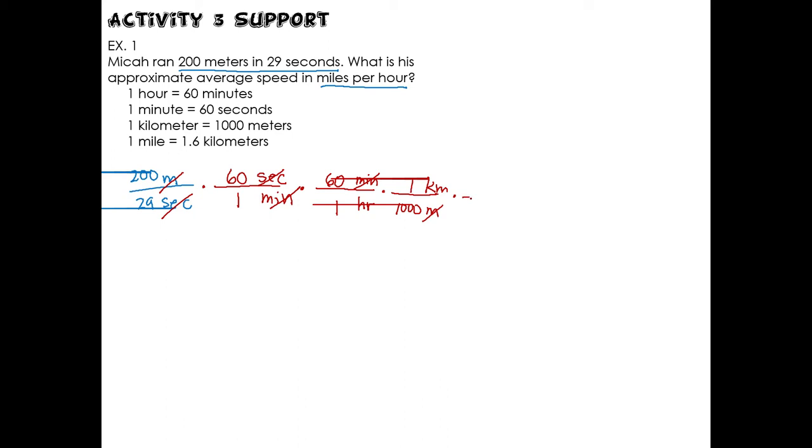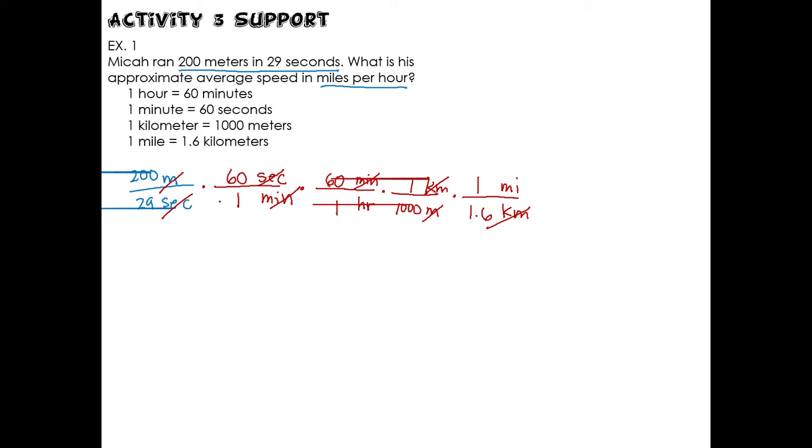So I'm going to put down my kilometers on the bottom and then my miles on top. Since my kilometers are on both, they will cancel out. And then what I'm going to do here is, I know that 1 mile is 1.6 kilometers. And now I have all the units that I want. On top, all the units are canceled out except for my miles.